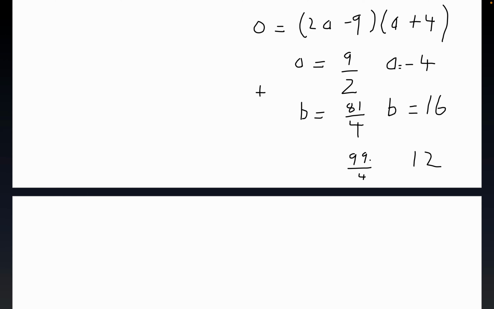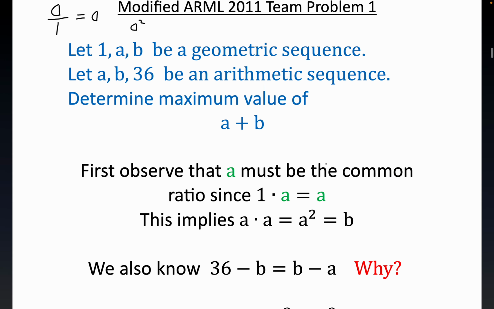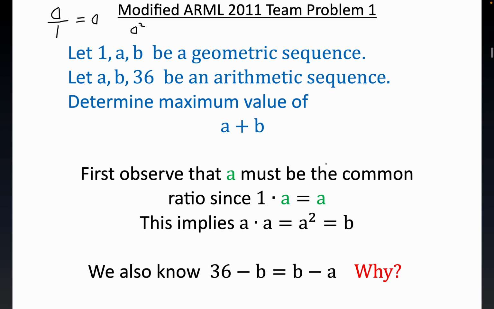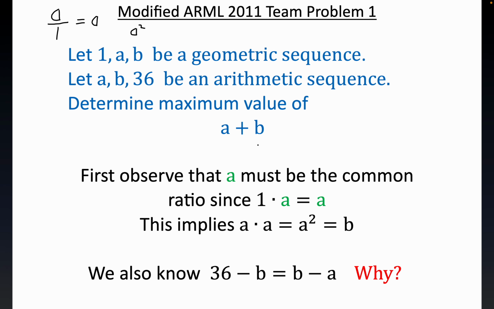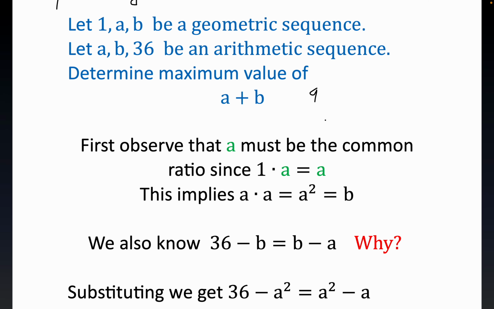So wow, this worked out pretty well. 99/4 is a bigger number than 12. This number is closer to 25. So this would be our answer, 99/4, which is the maximum a plus b. I like the problem, folks. It'd be interesting to see what would happen if you had 4 terms. I guess the relationship would be cubic, and you'd have to deal with that. But anyway, that is the answer. The maximum value is 99 divided by 4.